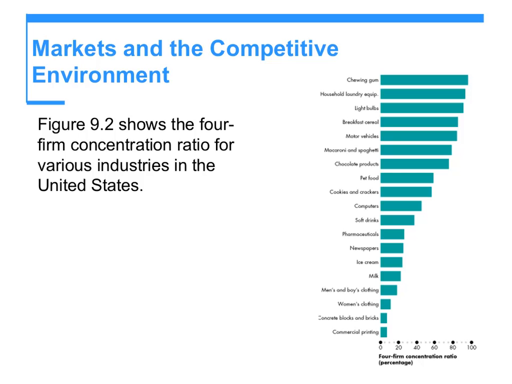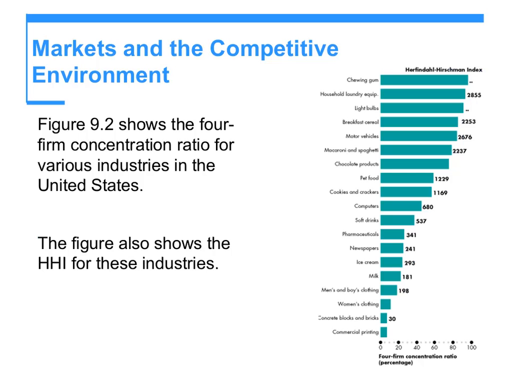So from top to bottom, you can see the differences in the 4-firm concentration ratio for various industries in the United States. Chewing gum is the highest, almost 100, while commercial printing is very close to 0. So it shows that concentration is significantly different across industries.